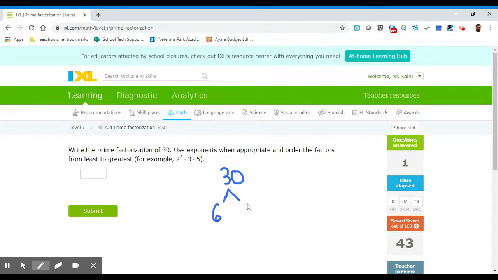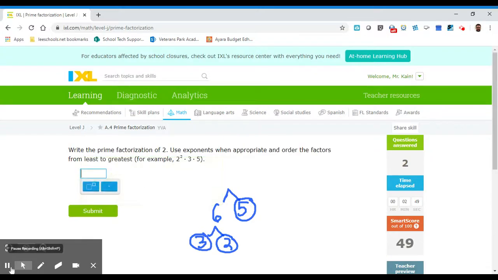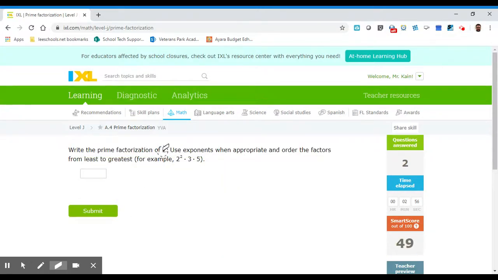I'm just going to pick 6 and 5. Now, 5 is prime, so I circle it. And I know that 3 times 2 is 6. Once you're down to no numbers left to split, you're going to put them least to greatest and just multiply it like this. 2 times 3 times 5. When you get a number that doesn't have any factors, like 2, for instance, just put 2. Just put the number itself.